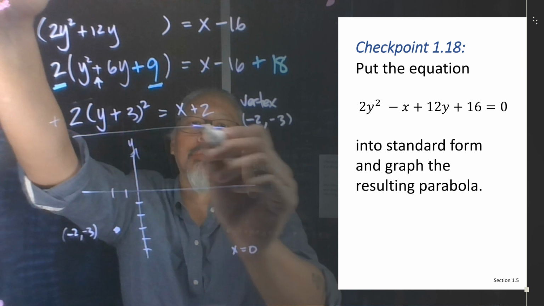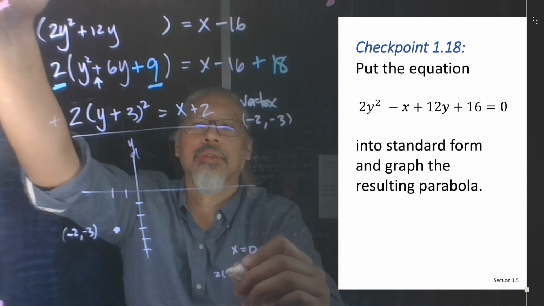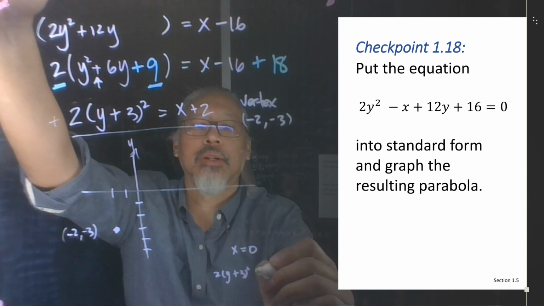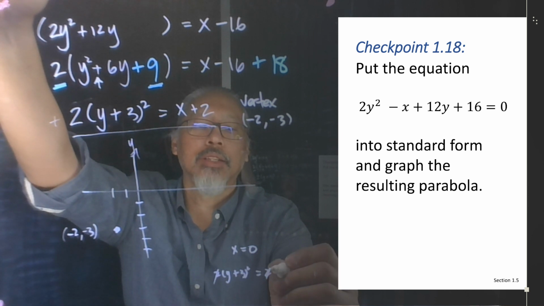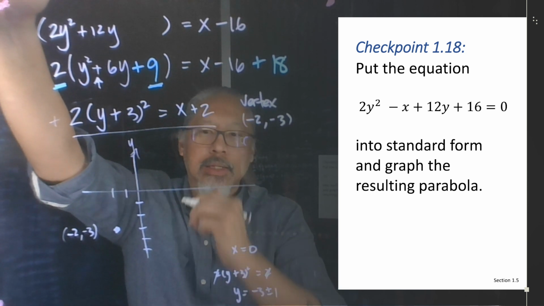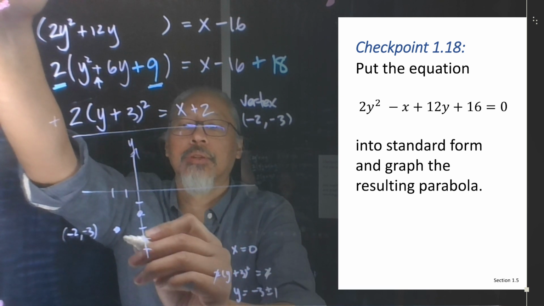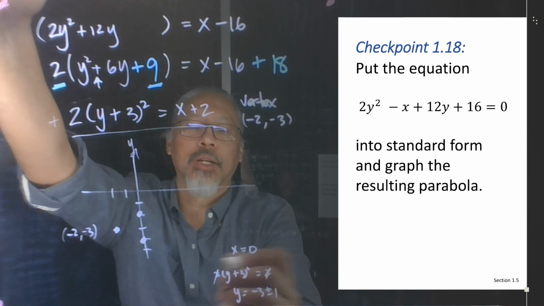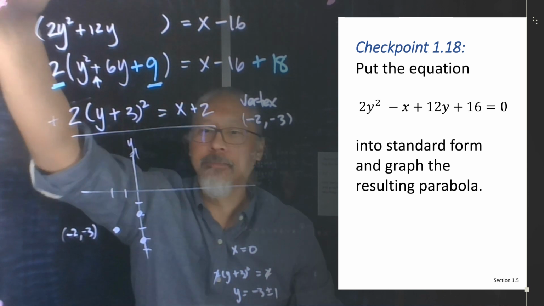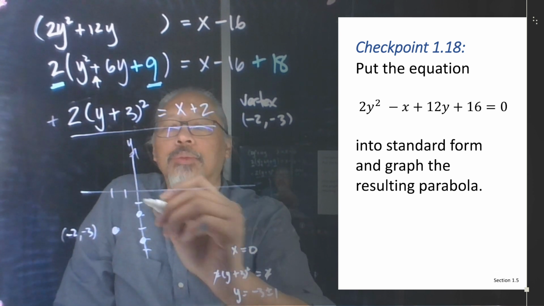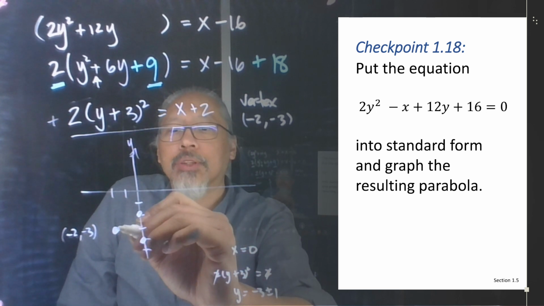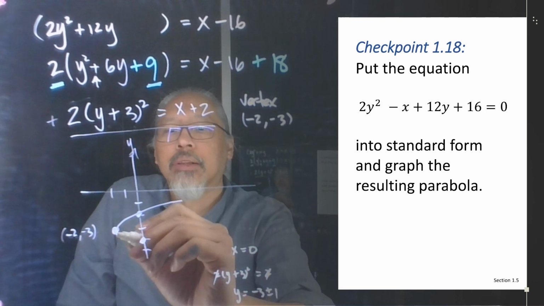I think it'd be easy to do it from here. We'll have 2y plus 3 quantity squared is equal to 2, and divide that out, that's just 1. I'll take the square root, that's plus or minus 1. Y is equal to -3 plus or minus 1. So -3 plus 1 is -2, or -3 minus 1 is -4. Okay. Well, we have, I think, 2 points in the parabola. The vertex and one other point would help us out, but now we have 2 points, so it'll be clearer how this is going to look like.